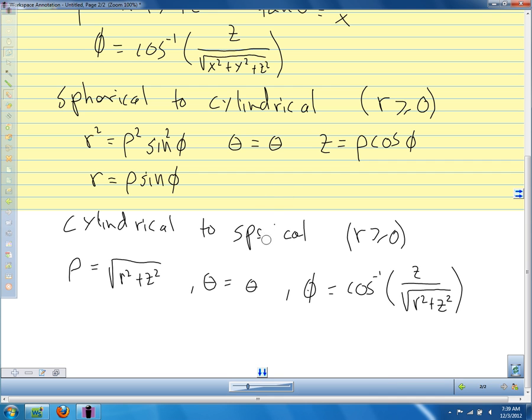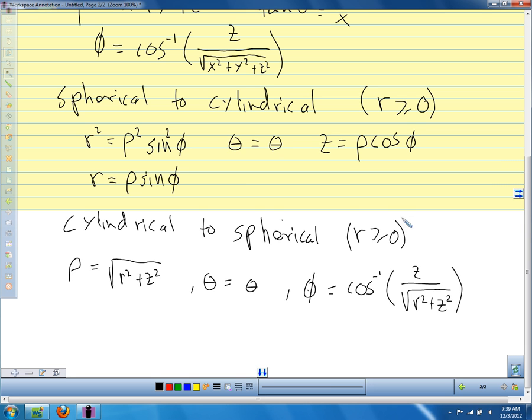And I did it again. All right. Maybe I need to make that my definition. This is spherical. So questions on our conversions.